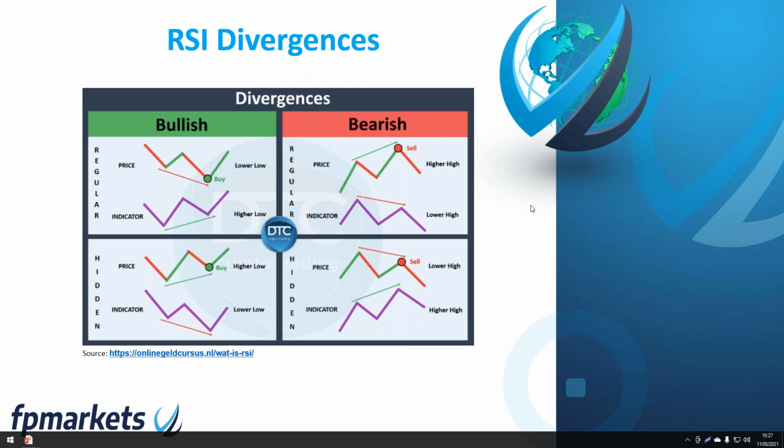So regular divergences shown on the upper panel of the diagram show when a possible reversal could be in the offing. As you can see, a regular bullish divergence takes shape when the RSI forms a higher low that corresponds with a lower low in the price movement. A bearish regular divergence, that is, occurs when the RSI creates a lower high and the price movement creates a higher high.